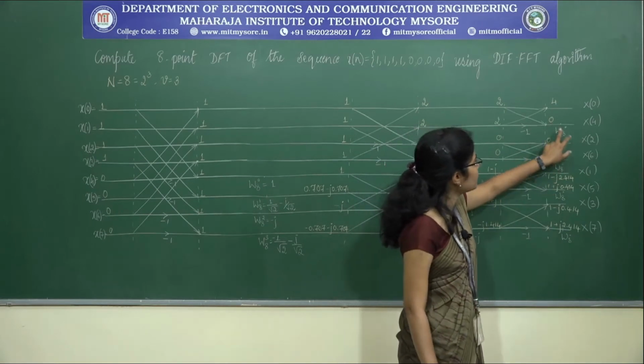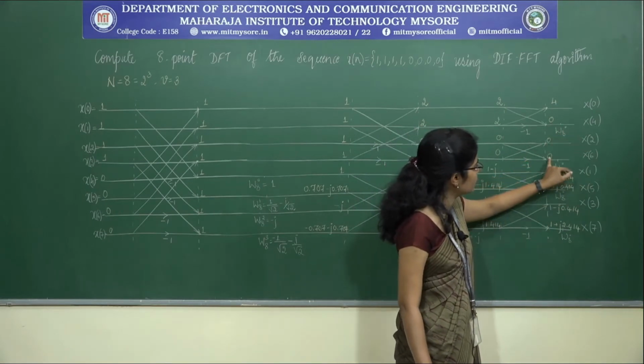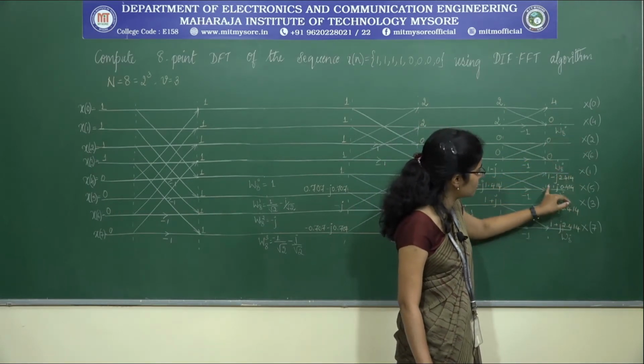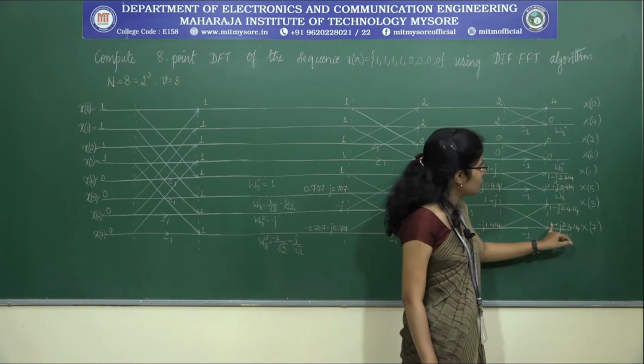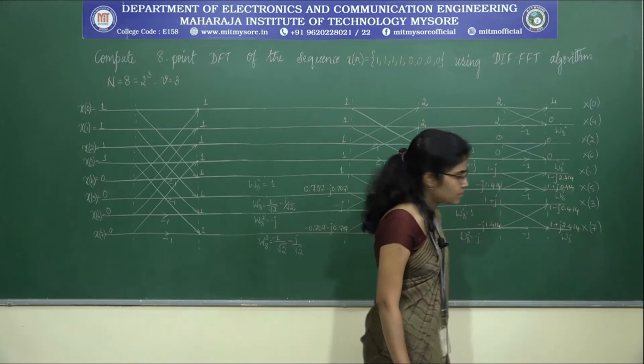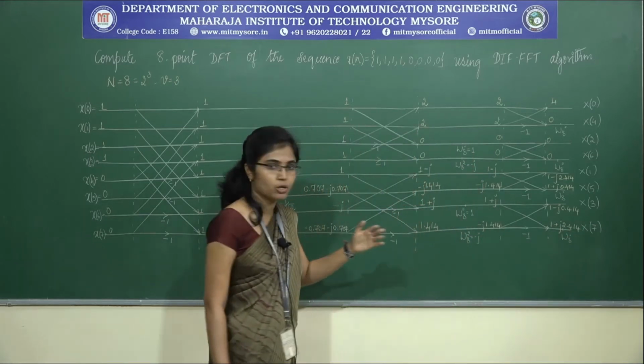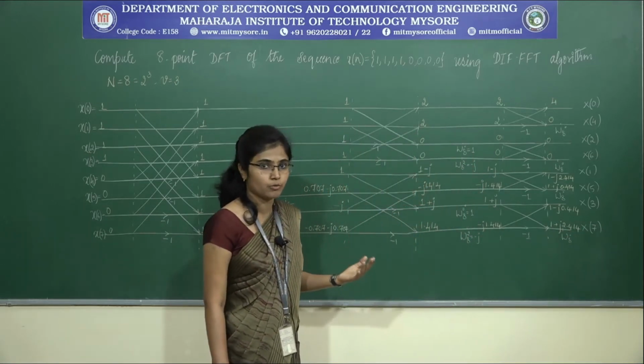Yes. So if you multiply 0 with 1 gives you 0, multiply 0 with 1 gives you 0, multiply this term with omega 8 power 0 gives you the same value. Multiplying this term with omega 8 power 0 gives us the same value. Why? Because omega 8 power 0 is nothing but equal to 1.